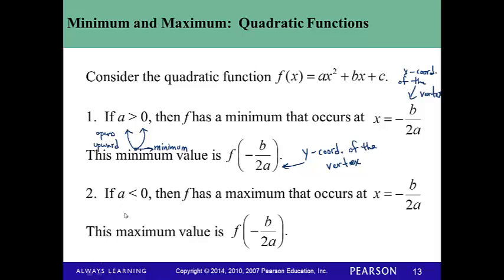If a is less than 0, so I have an inverted bowl, it means it opens downward. And f has a maximum because the vertex is the highest point. And the x equals negative b over 2a, again, that's the x coordinate of the vertex. And the maximum value being f of negative b over 2a, well, that is the y coordinate.